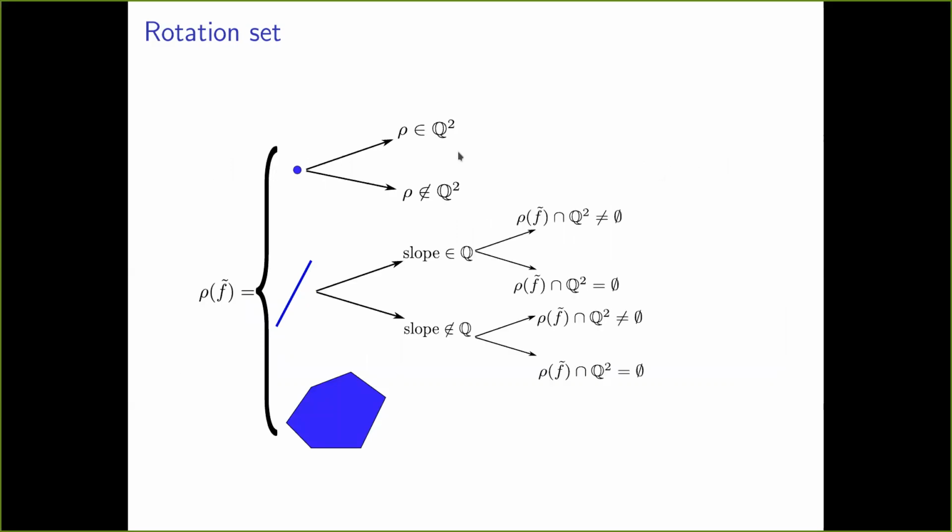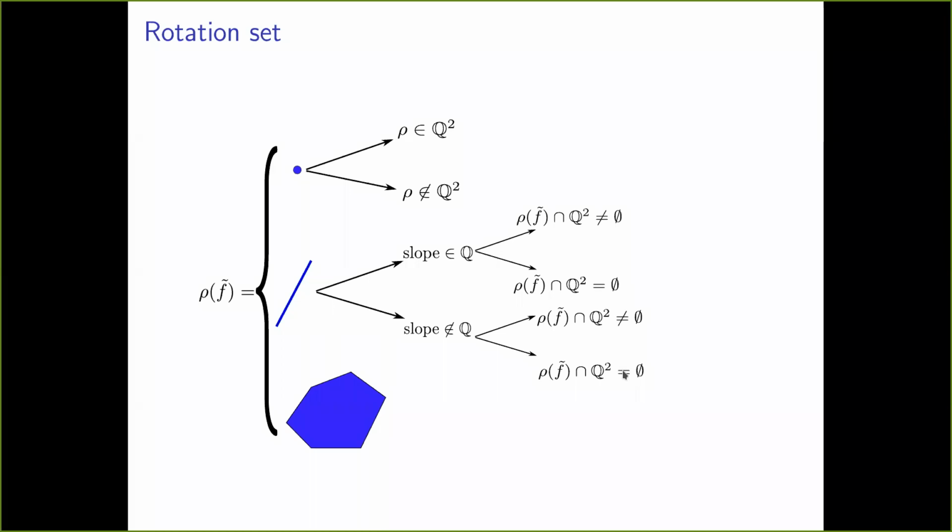In the first case, I want to distinguish two possibilities: the case where the rotation set is a single rotation vector that is a rational point, and when it is irrational. Then, we will see that you have to distinguish the rational slope and the irrational slope case. And in both cases, you have to see what happens with rational points, whether the rotation set contains rational points or does not contain rational points.